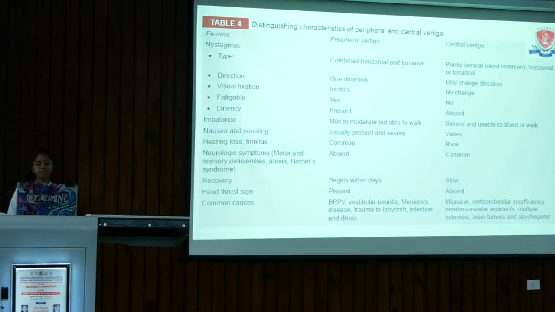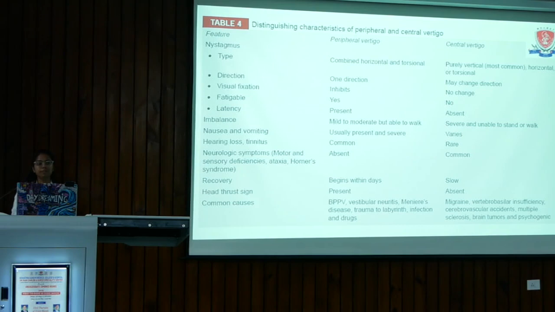In the peripheral variety, the patient may present with imbalance that is mild to moderate, but he is able to walk. Nausea and vomiting are usually present and are severe. Hearing loss is common and neurological symptoms are absent, whereas in the central variety the patient may experience severe imbalance and would be unable to stand or walk. Nausea and vomiting vary. Hearing loss is relatively rare and neurological symptoms are common. The recovery begins within days in peripheral vertigo, whereas it is slow with central vertigo. The head thrust sign is present in peripheral and absent in central vertigo.